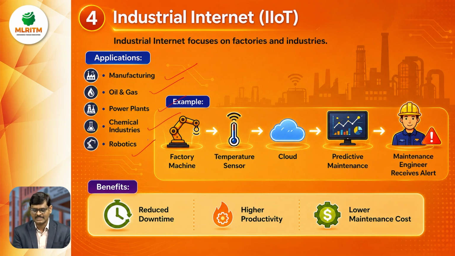In case of any machinery, if you have high temperature sensors, the data will be sent to the cloud, and the cloud returns that value to the predictive maintenance system. So immediately the maintenance engineer will respond to that. So this industrial internet will work within an industry for all these applications. So what is the benefit of it? It will reduce the downtime, introduce high productivity, and lower maintenance by introducing IoT in industrial areas.